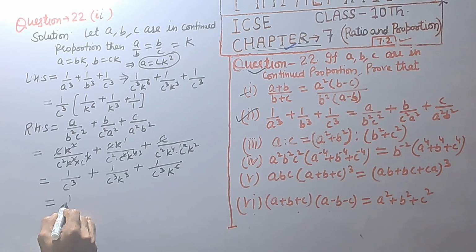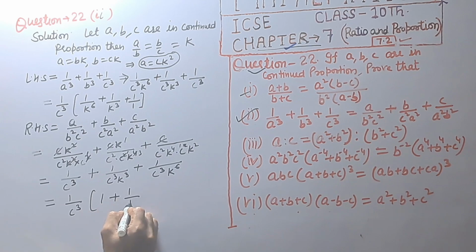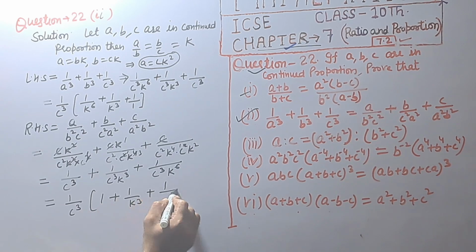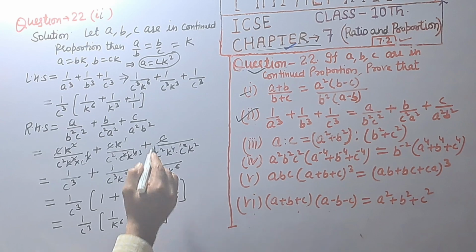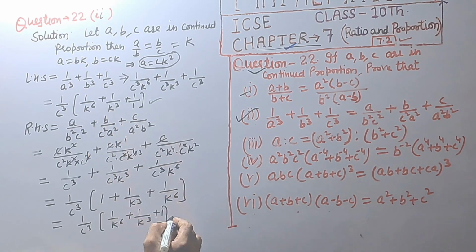We are taking common 1 upon c raised to power 3 in bracket: 1 plus 1 upon k raised to power 3 plus 1 upon k raised to power 6, that is equal to 1 by c cube and 1 upon k raised to power 6 plus 1 by k raised to power 3 plus 1. Left hand side is equal to right hand side, hence proved.